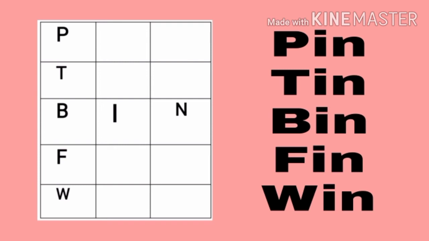F में हमें आयन मिलाना है, तो आयन लगाकर क्या होगा, F-I-N, fin. Last letter in this box is W. W's phonic sound is W, and we add ion in W, so W-I-N, win.